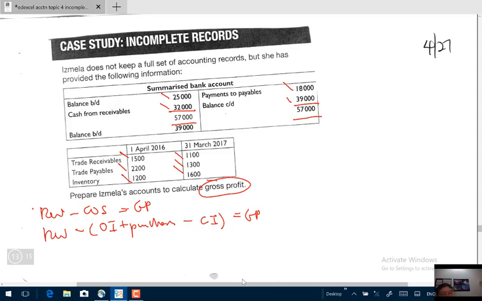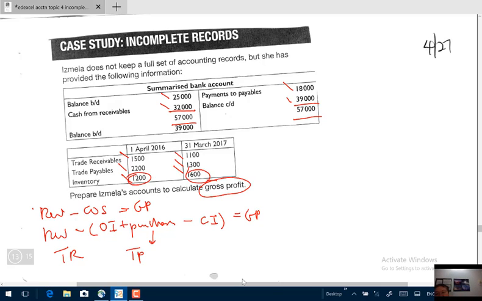So what do we need? We need the revenue or the sales. We need to know the sales figure. For that, you will have to open your trade receivables T account. We need the purchases figure. For that, we will open the trade payables account. Opening inventory and closing inventory is already here. Okay, cool. So let's begin.